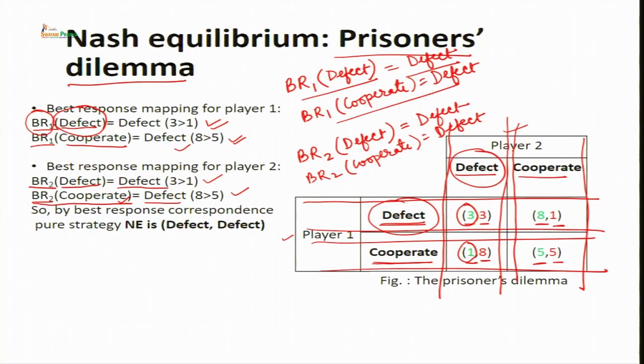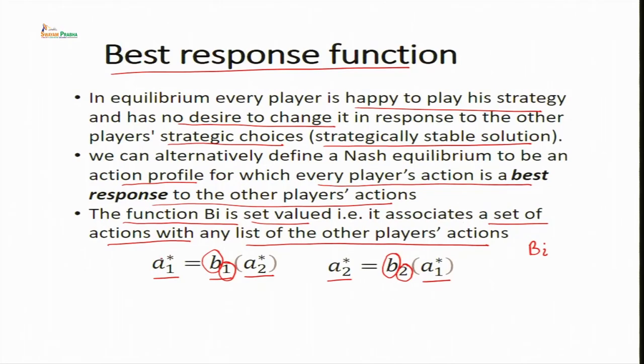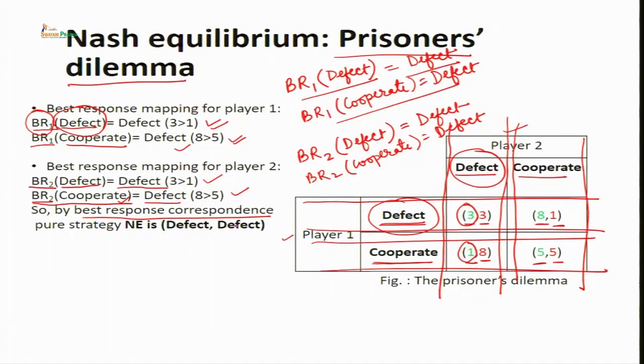Then there is something called the best response correspondence. Okay. As I told you in the previous slide, A 1 star is the equilibrium action of player 1, that is the best response of player 1 against the equilibrium action of player 2. Similarly, A 2 star, which is the equilibrium action of player 2, is the best response of player 2 against the equilibrium action of player 1, that is A 1 star. So, basically both players are playing best responses to each other, in the Nash equilibrium. So, this is called best response correspondence, that means every player is playing a best response against the other.